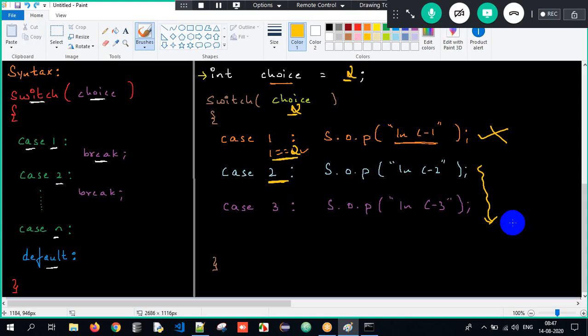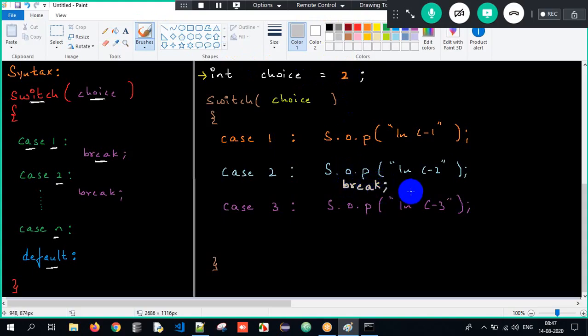In order to rectify it, we make use of something called break. What is the job of break? I will tell you in a most beautiful manner. Now I will give the choice as 2, and after case 2, I'll make use of break. Now see what will be the output. What is my choice? 2. Is 1 equal to 2? No. Now, is 2 equal to 2? Yes.